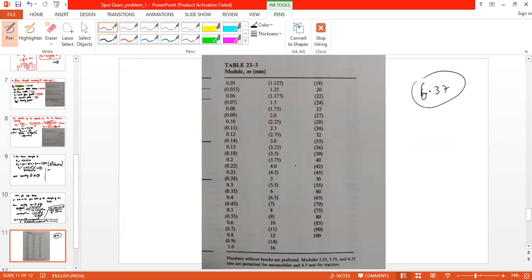So if you look into the table, where is 6.37? So this is 6 and the next value is 8. So module is 8 mm. Why do we need to choose 8? We can choose 6.5 and 7. That is also there in the table. But numbers without brackets are preferred. So the preferred size is 8 mm.